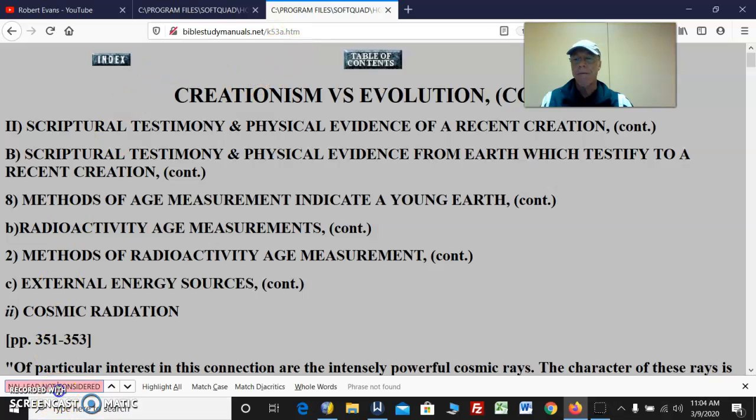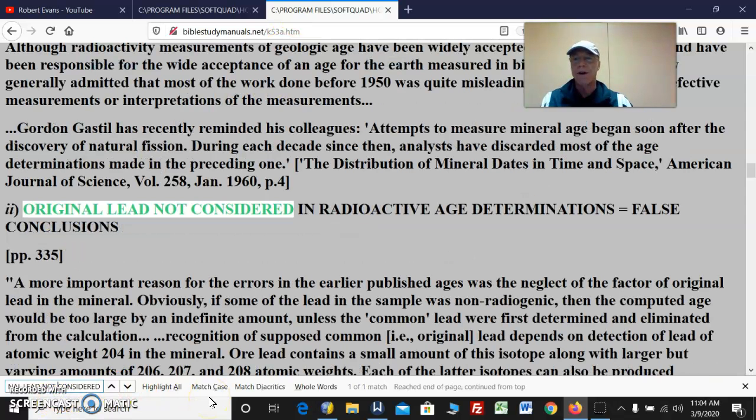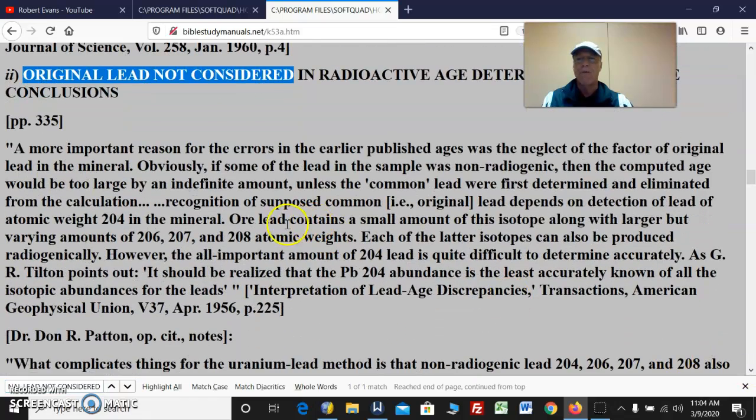Original lead not considered. If original lead is not considered in radioactive age determinations, it leads to false conclusions, which can be considerable. A more important reason for the errors in the earlier published ages was the neglect of the factor of original lead in the mineral. Obviously, if some of the lead in the sample was non-radiogenic, in other words, it's original, then the computed age would be much too large by an indefinite amount, unless the common lead were first determined and eliminated from the calculation.